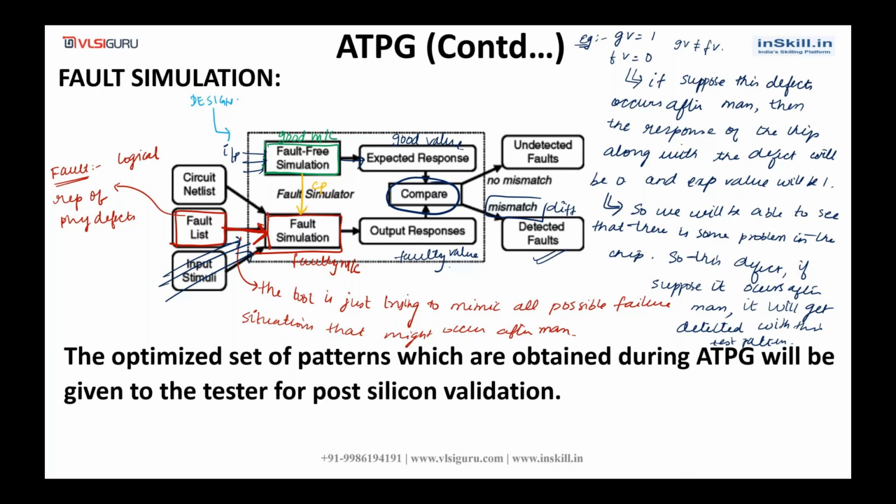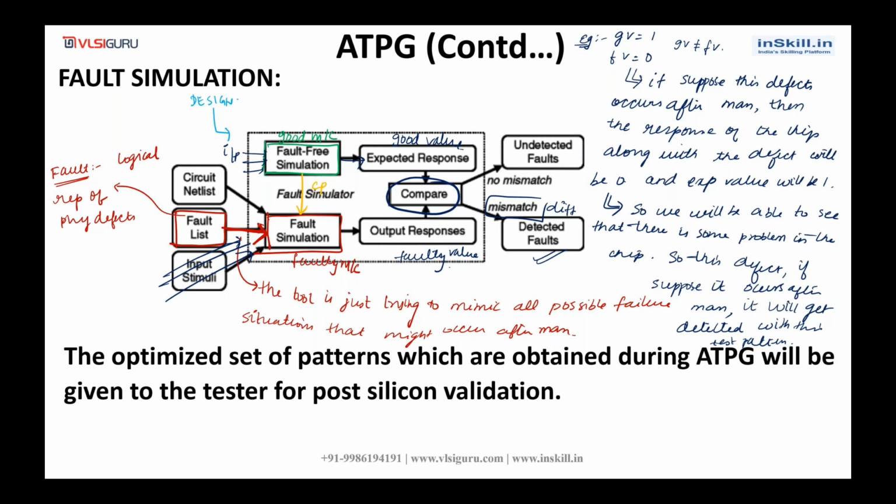It implies that if suppose this defect occurs after manufacturing, then the response of the chip along with the defect will be 0 and the expected value will be 1. So we will be able to see that there is some problem in the chip. So if suppose this defect occurs after manufacturing, it will get detected with that particular test pattern.